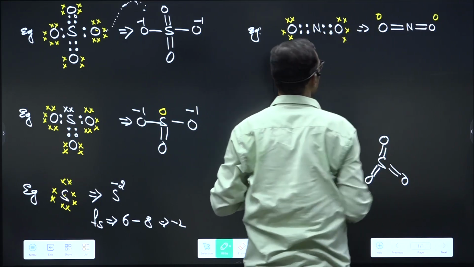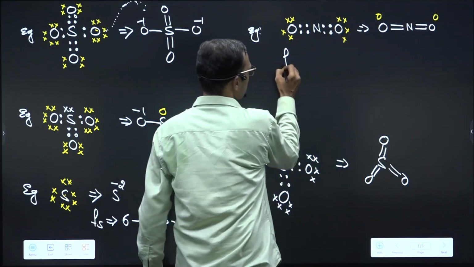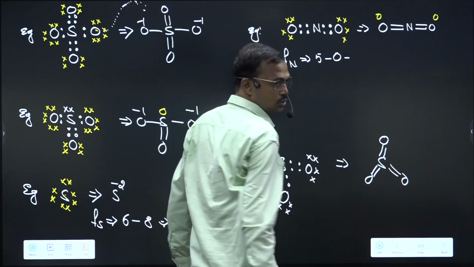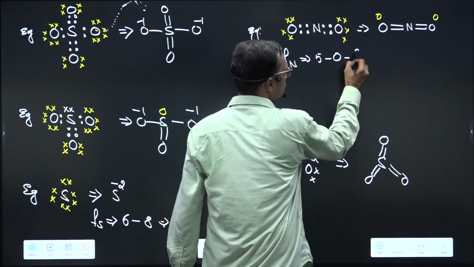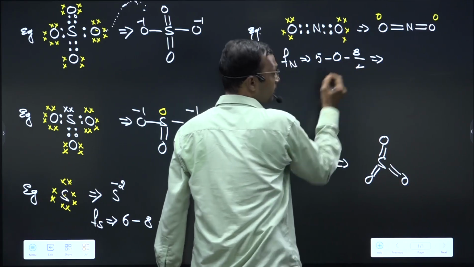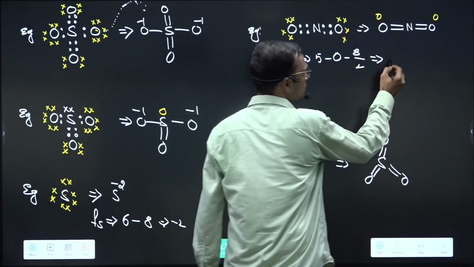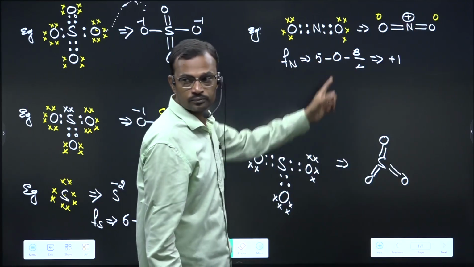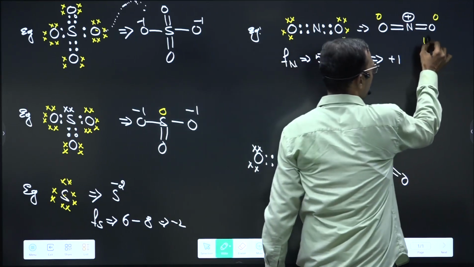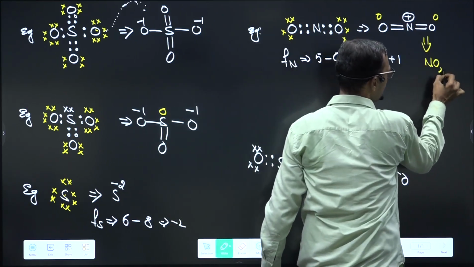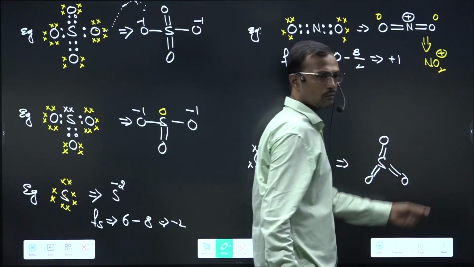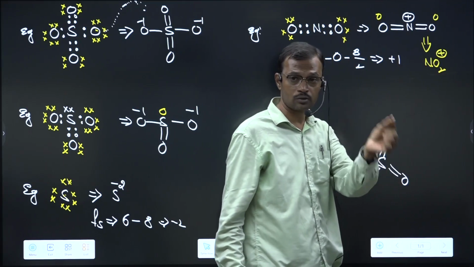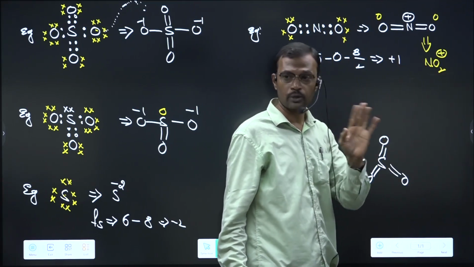Then what is the charge on nitrogen? See, formal charge of nitrogen: nitrogen carries 5. How many non-bonding electrons? 0. How many bonding electrons? 8 by 2. See this, 5 minus 4. 5 minus 4 means plus 1. So here this nitrogen carries plus, NO2 plus. Overall this structure I can write like this, NO2. So in your examination they will give it like this. In NO2 plus, which atom carries plus 1? Either oxygen or nitrogen? Nitrogen.